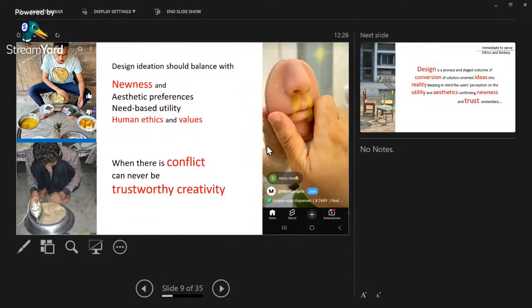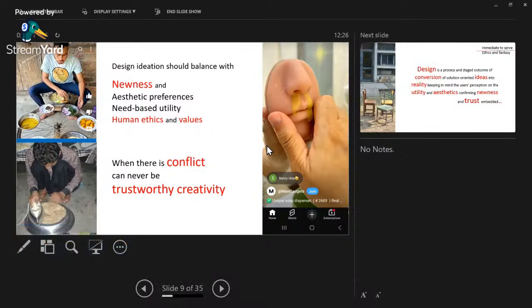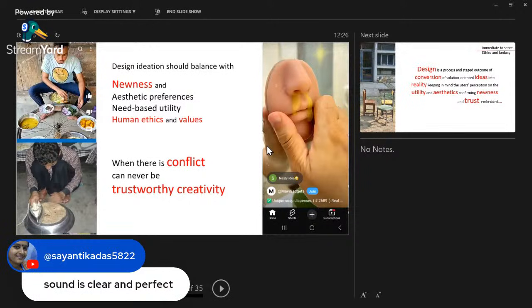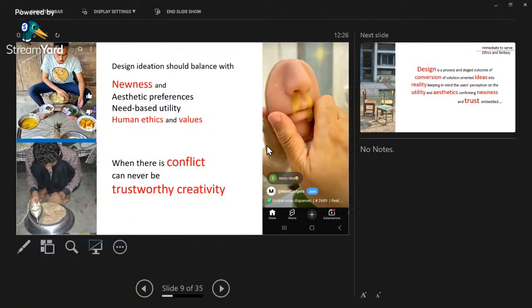So every product has its own dignity, its own value, and we need to think about that. Second, the design ideation should balance newness and aesthetic preferences, need-based utility, human ethics and values. Now, when we talk about ethics and values, here is a unique soap dispenser that has the appearance of a running nose that you use to get the soap. Can we say that it is a good design that should be promoted and we should make it?